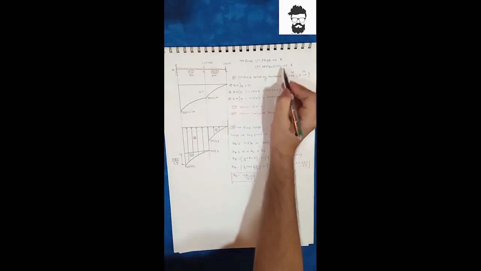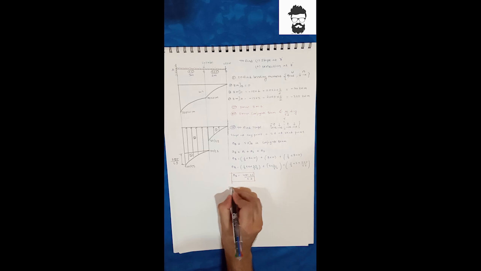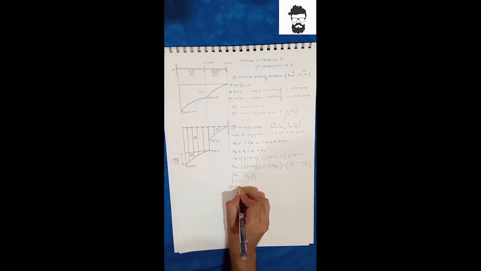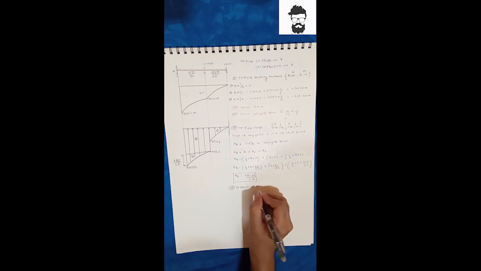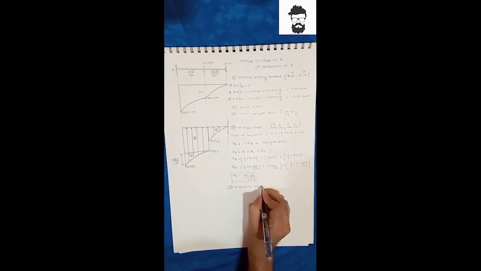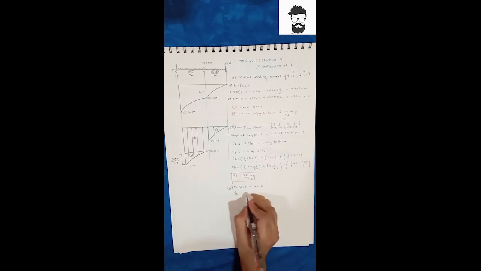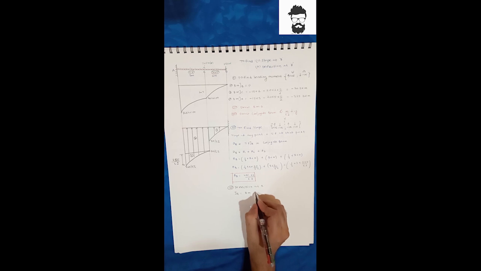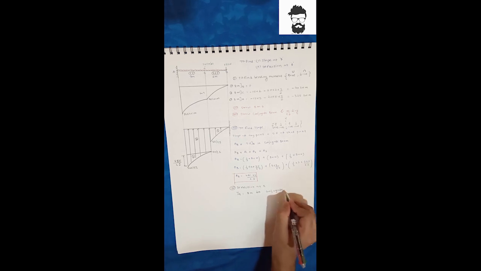Now they have also asked us to find deflection at B. So our next step is to find deflection at B. Deflection means YB, and for YB in the conjugate beam, for deflection we need to find the bending moment in the conjugate beam.